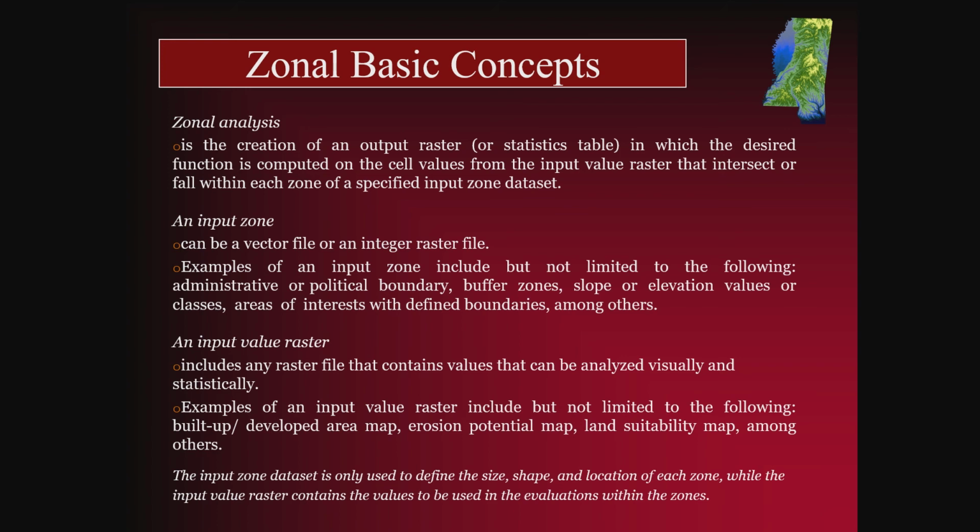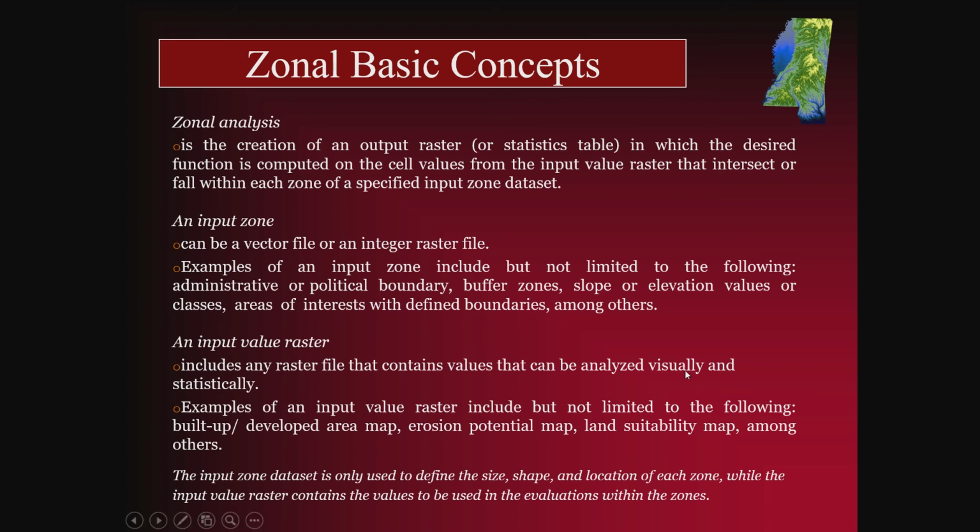Then you need to specify your two input data sets. And your two input data sets are always a zone data set and a value raster. ArcGIS actually refers to it as a value raster, as do a lot of other literature data sets. So here's some examples: a developed area map, an erosion potential map, a land suitability map.